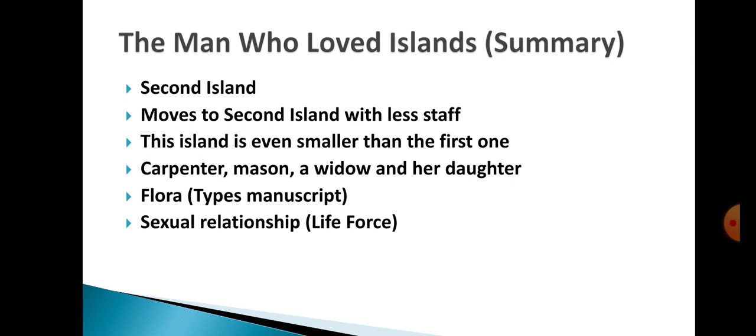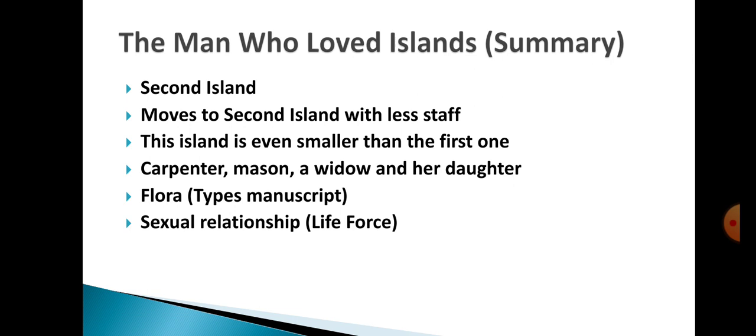When he moves to the second island with less staff, he lessens the staff so that he may not suffer a financial crisis as he had suffered on the first island. This island is even smaller than the first one.